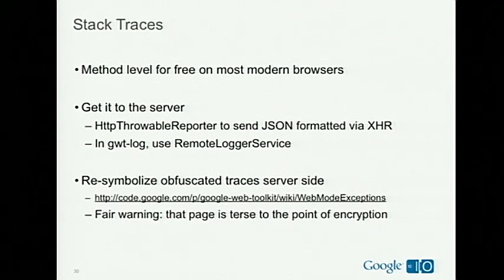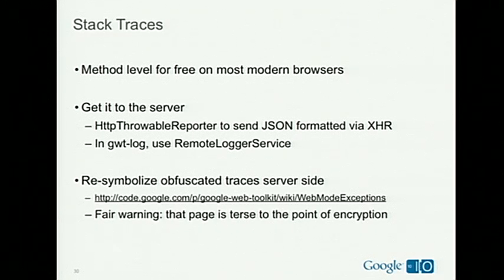I believe with GWT 2.0, if you rummage around, you'll find a convenient object called the HTTP Throwable reporter. And his job in life is to take a throwable and get it to the URL of your choice in a simple little JSON format that you can then start logging server-side and keeping track of yourself. GWT log, the package that we were just talking about, comes standard with a remote logging service, which is also capable of doing this kind of thing. Grab a throwable, stick it into a logging statement, and it'll reach the server at some convenient point.